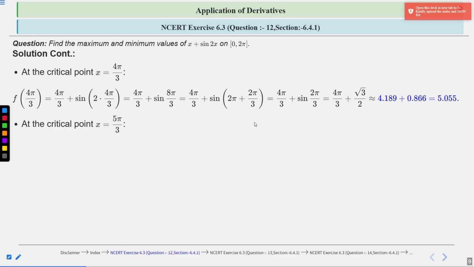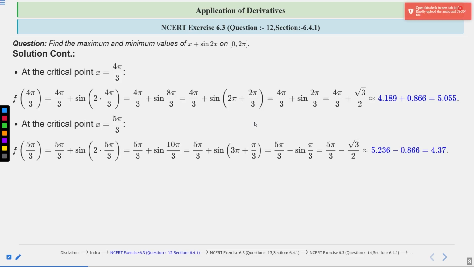Hence at the critical point x equal to 5 pi by 3, what will be the value? f of 5 pi by 3 will be equal to 5 pi by 3 plus sine 2 into 5 pi by 3, which is equal to 5 pi by 3 plus sine 10 pi by 3.